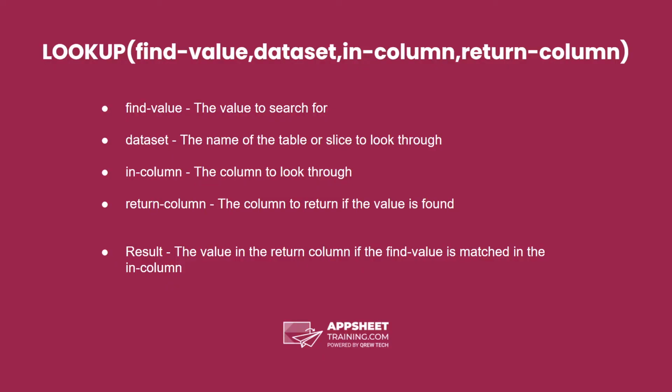The first is the value you want to search for. The next is the data set, the table or slice that you want to look through. Next, the in column, which is the column inside the data set that you want to look through. And finally is the return column. If the find value is matched in the in column, the value of the same row in the return column is returned. This will be the result.